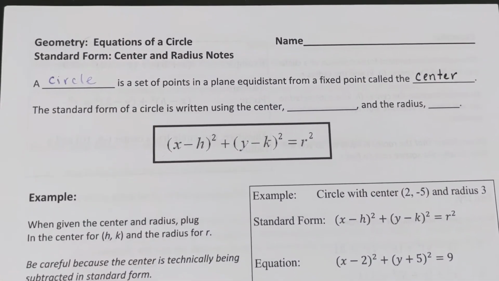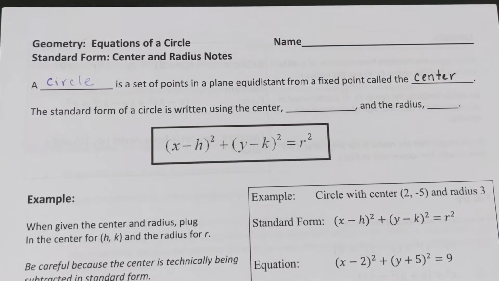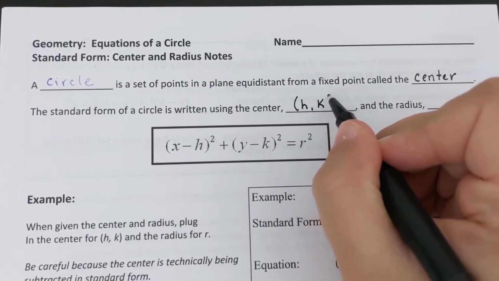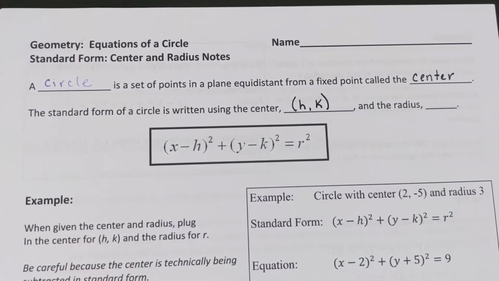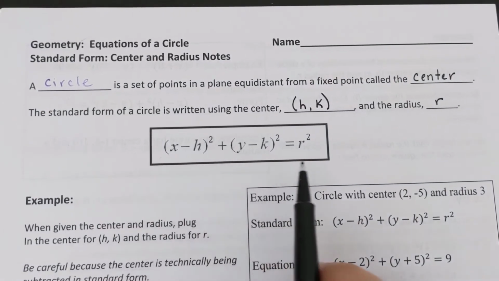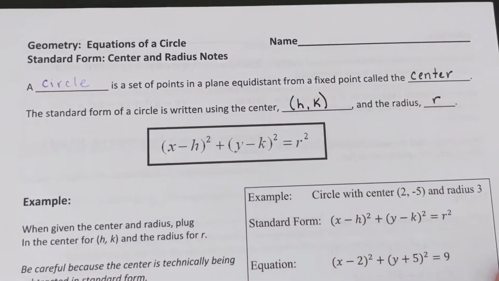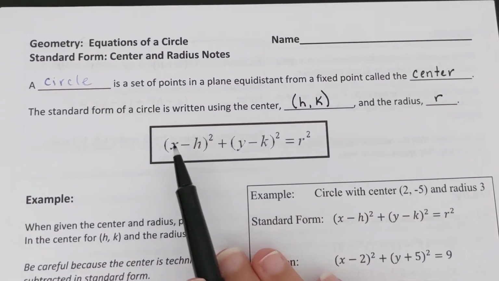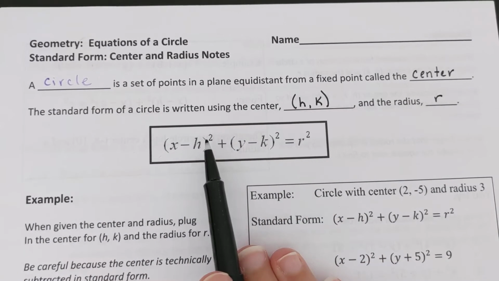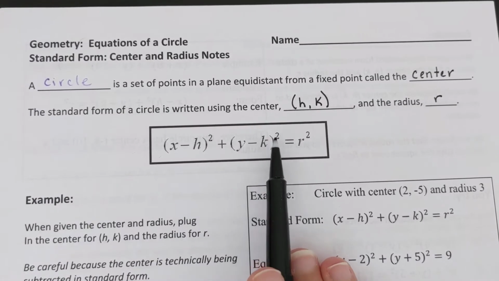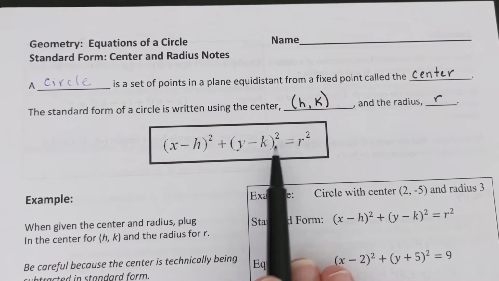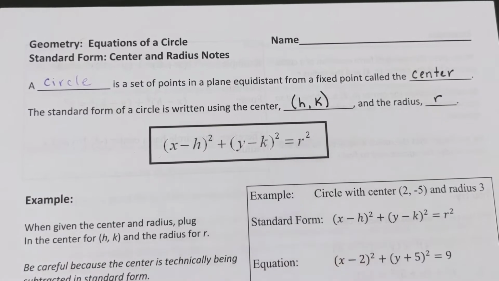The standard form of a circle is written using the center, and the ordered pair for the center is h, k, and the radius, which is represented with r. This is the standard form equation for a circle. In parentheses, you have x minus h, which is the first point of the center, squared, plus y minus k, which is the second part of the center, squared, equals the radius squared.